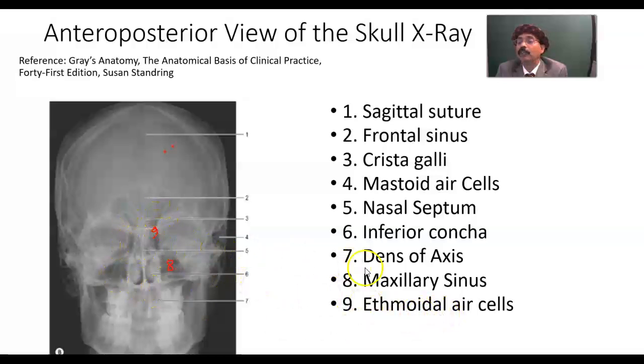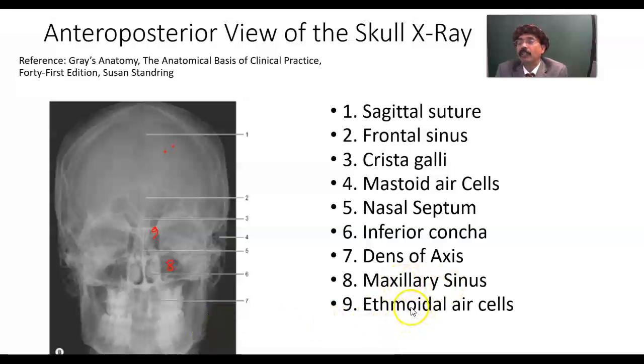Ethmoidal air cells: anterior group, middle group, and posterior group. So the frontal sinus opens into the middle meatus, at the anterior part of the hiatus semilunaris via the frontonasal duct or via the infundibulum. The maxillary sinus opens into the middle meatus, into the hiatus semilunaris.